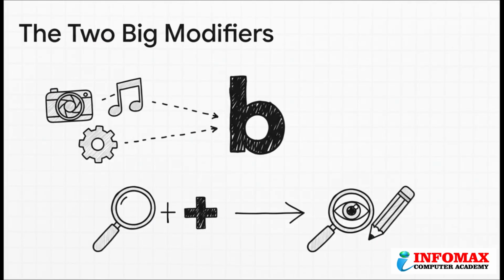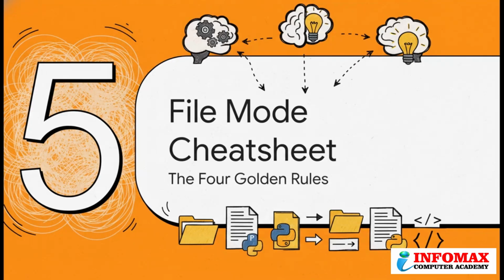Okay, so we've seen B and plus pop up a few times now. Let's just quickly nail down what they do. B is easy. Just tack it onto your mode whenever you're dealing with anything that isn't plain text. So images, audio clips, that kind of stuff. The plus sign is like a power-up. It just adds the opposite capability. So if you're in a read mode like R, plus also lets you write. If you're in a write mode like W, plus also lets you read. Simple as that.